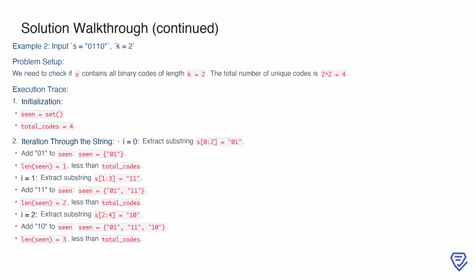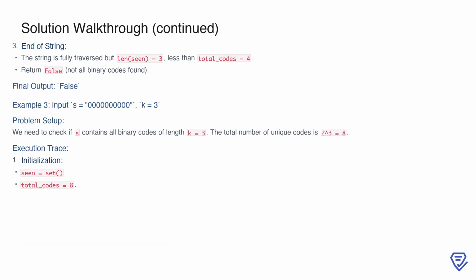The size of the set is now 1, which is less than total_codes. For i equals 1, we extract s[1:3] equals 11 and add it to the set, giving seen equals {00, 11}, with a size of 2. Next, for i equals 2, we extract s[2:4] equals 10 and add it to the set, resulting in seen equals {00, 11, 10}. The size of the set is now 3, which is still less than total_codes.